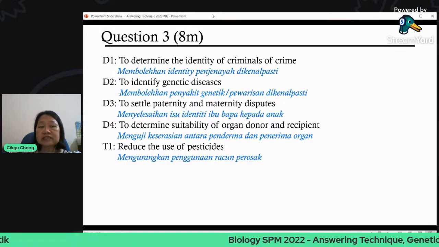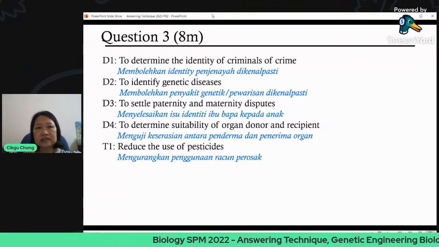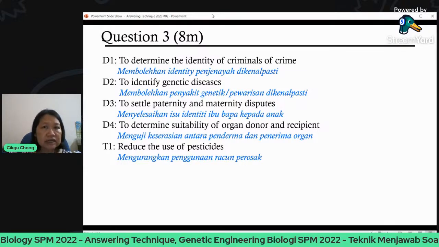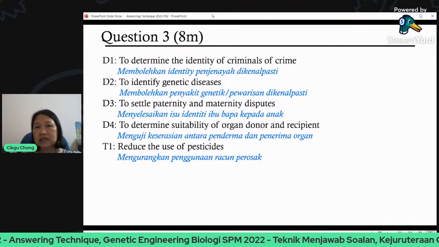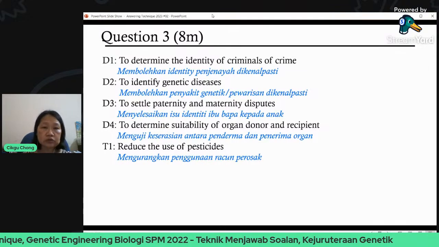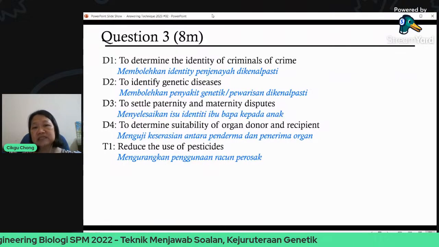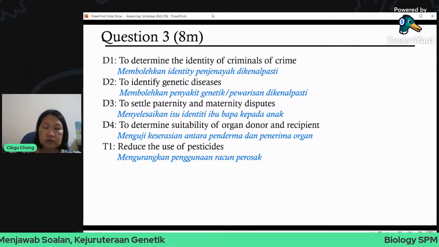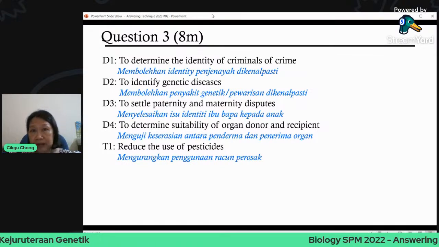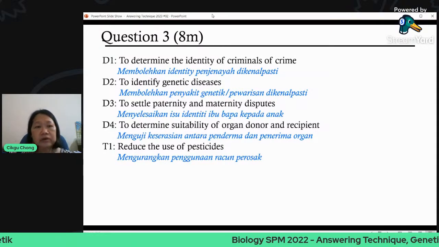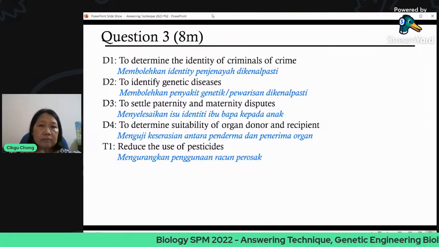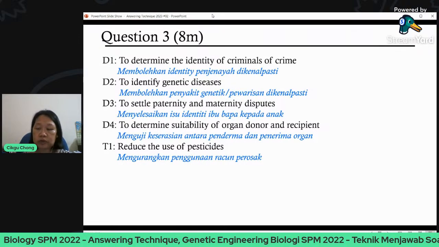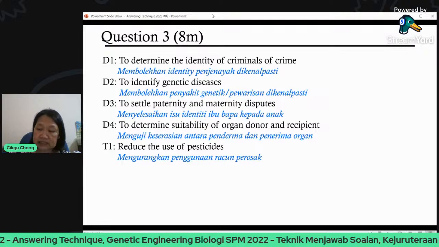Okay, then. For the second one is production of the insect-resistant plants. Okay, why we want to produce this kind of plant? Because if you have these plants that are resistant to insect, you do not need to use pesticide. As you know, pesticide, racun perosak, they can find their way into the food chain. It will sit in the ground, it will be absorbed by the plant, and if you eat that plant, it will get into your system. So, akan membawa mudarat kepada food chain ataupun rantai makanan. So, we prefer not to use pesticide if possible.